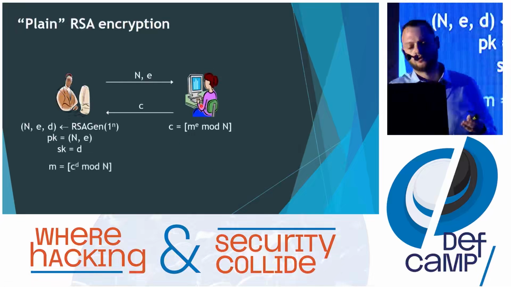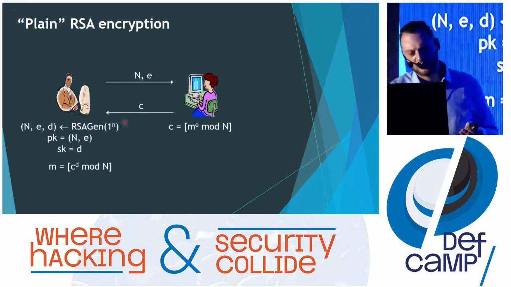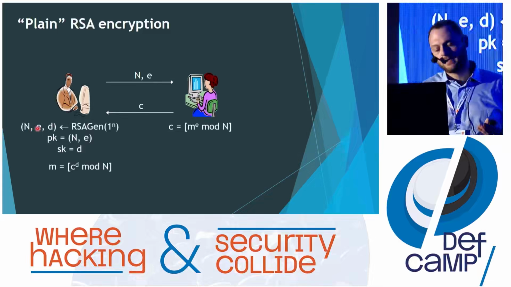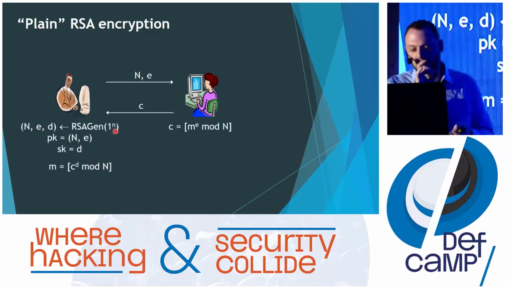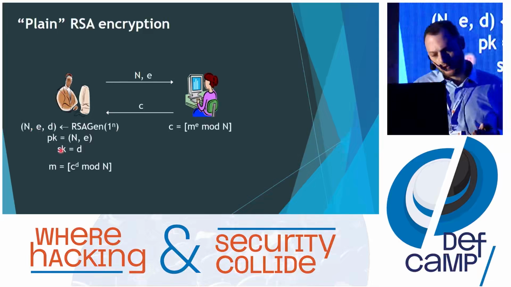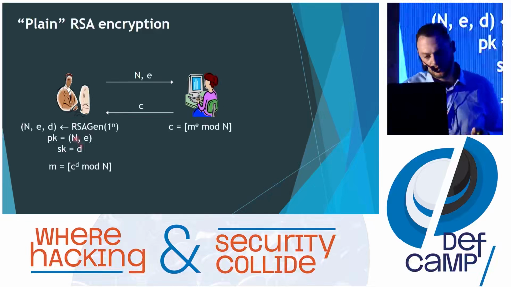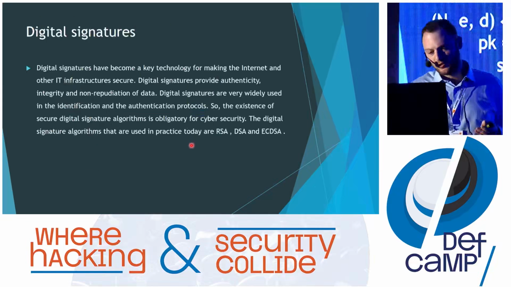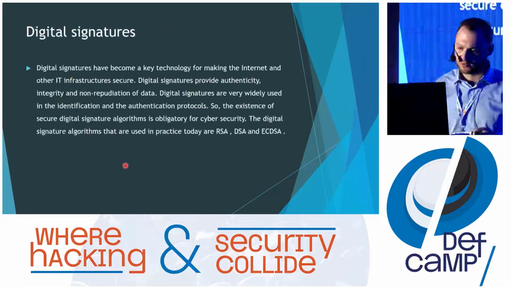RSA is an example of a public key crypto system. Here Bob generates the key. N is a multiplication of 2 prime numbers. The public key is n and e, the secret is d. So he gives the public key to Alice. Alice encrypts the message, and afterwards Bob decrypts it. That's just how RSA works.